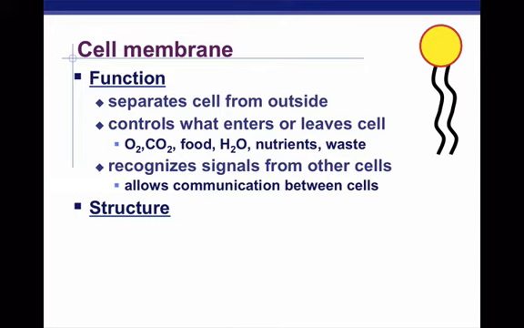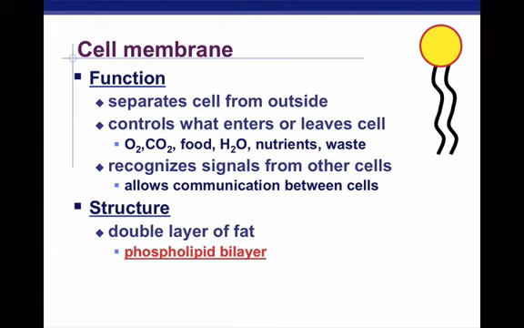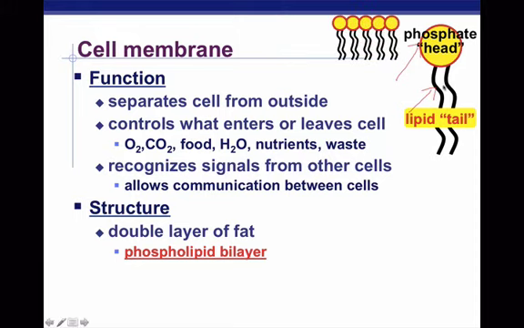It allows communication between cells. The structure of a cell membrane is a double layer of fat, but it's actually a special type of fat called a phospholipid. On the right-hand side is a phospholipid. It has a phosphate head and a lipid tail. The phosphate head is hydrophilic, which means it loves water, and this lipid tail is hydrophobic, so it doesn't like water. And so when you put them together, they're going to go lipid tail to lipid tail.